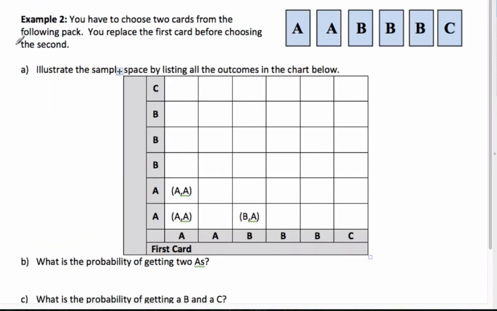Okay, let's try another example here. We have 2 cards to choose from the following pack: 2 A's, 3 B's, and a C. You replace the first card, and that's a key word, before choosing the second. So it wants us to illustrate it by doing the chart here. So you should pause the video and try and fill in the chart for yourself. Go ahead, pause it. I'm going to pause it too, and then it'll come back filled.